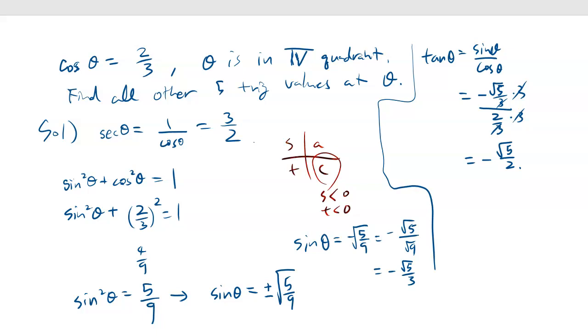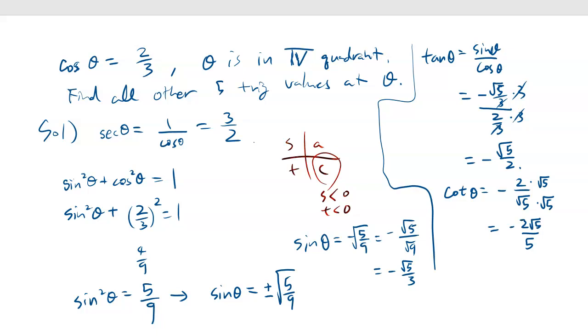Alright. And then we just have the reciprocals. So let's do cotangent theta. What's that? That's the reciprocal of this. It's negative 2 over radical 5. Once again, multiply radical 5 top and bottom to simplify the denominator. That just becomes 5. So I rationalize the denominator.